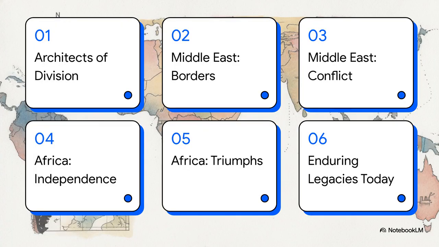Okay, let's dive right into this and run through our roadmap for today. We'll cover the architects of division, Middle East borders and nationalism, Middle East conflict and leverage, followed by Africa's independence wave, its triumphs, tragedies, and apartheid, and finally, the enduring legacies we still see today.